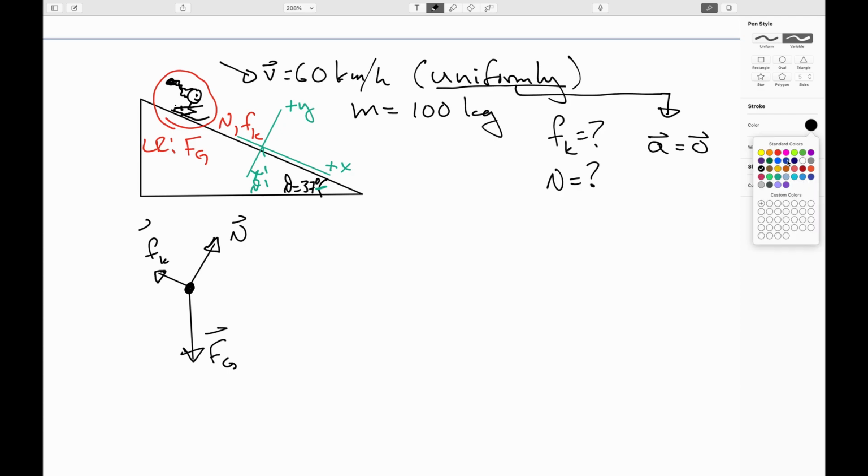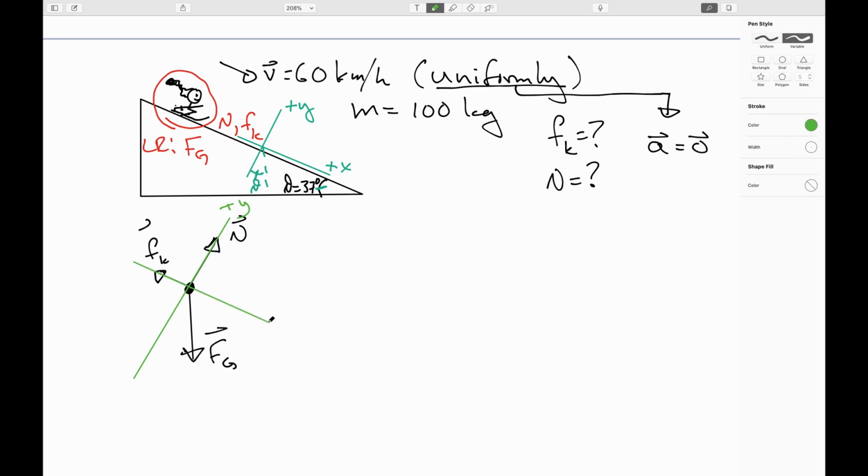All right, let's draw our coordinate system back in. Oops. Let's do a better job of drawing our, doggone it. Let's try again to draw our coordinate system back in. There we go. So we're going to make this the plus y direction.